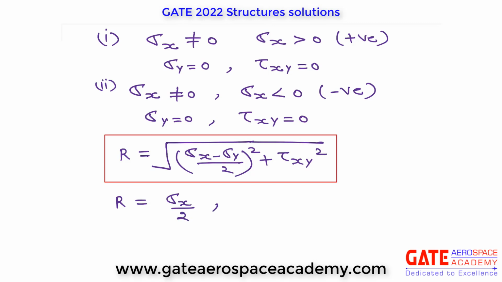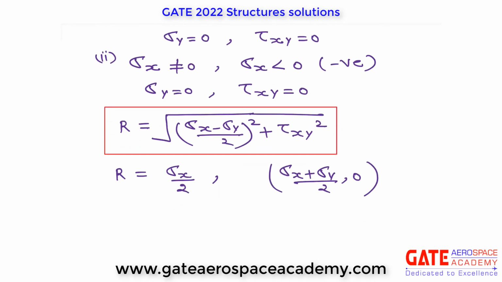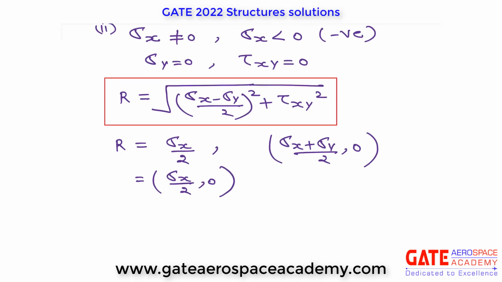Right? What about center location? The formula to find out center location is sigma x plus sigma y by 2 comma 0. So sigma y is 0, so its center location will be sigma x by 2 comma 0, right? So Mohr circle radius is sigma x by 2 and its center is located at sigma x by 2 only.